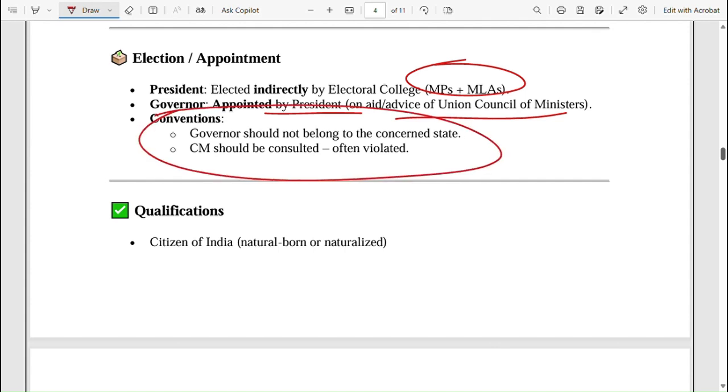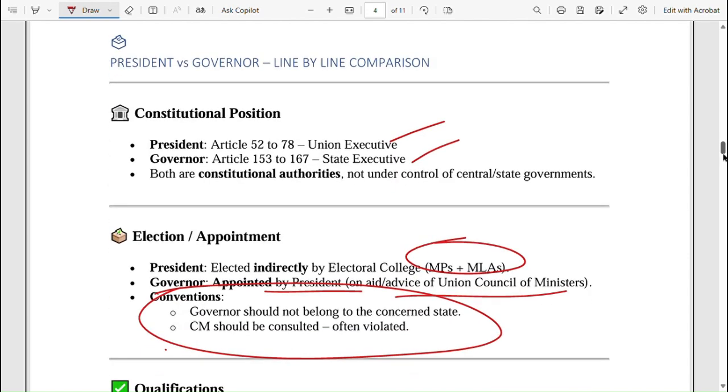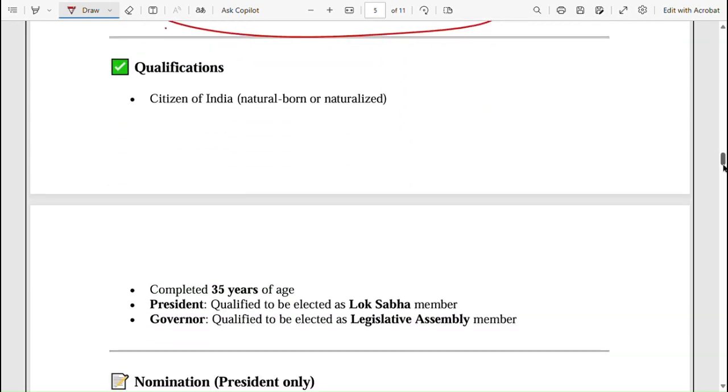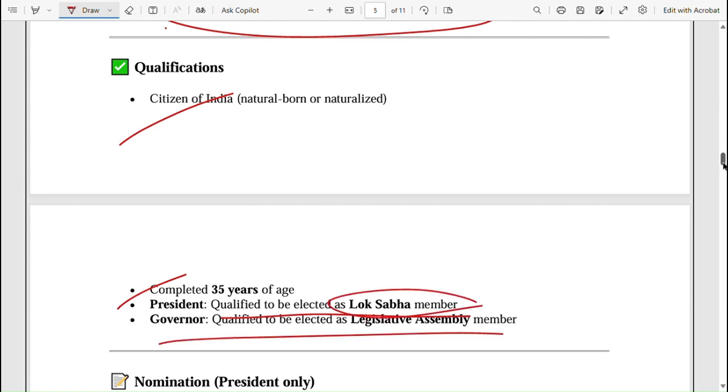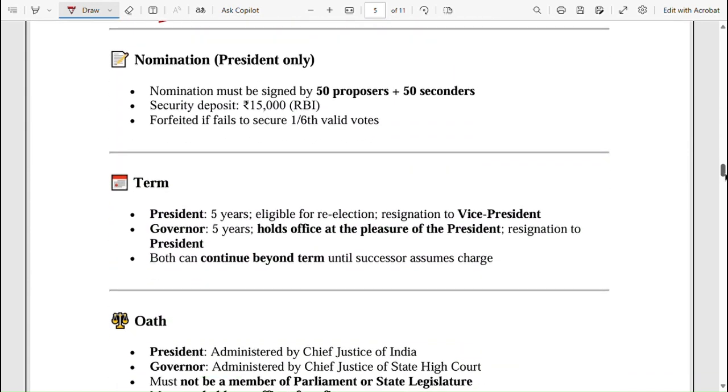And also there are some criteria for governors. The governor should not belong to the concerned state, and the president should consult the chief minister on who is to be governor of a specific state. That is the criteria here. Let us also look at the qualifications: he has to be a citizen of India and have completed 35 years of age. The president must be qualified to be a member of Lok Sabha, and the governor of the legislative assembly. So basically, central and state. The governor is for the state.